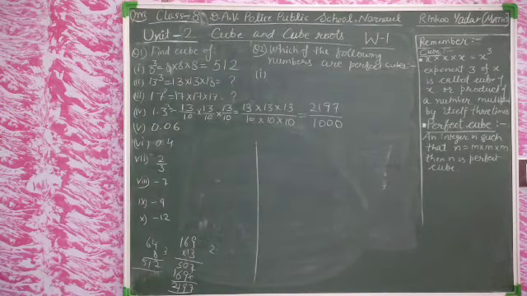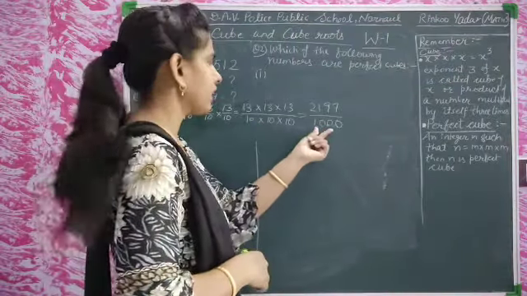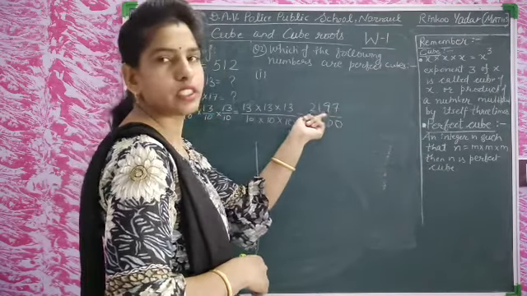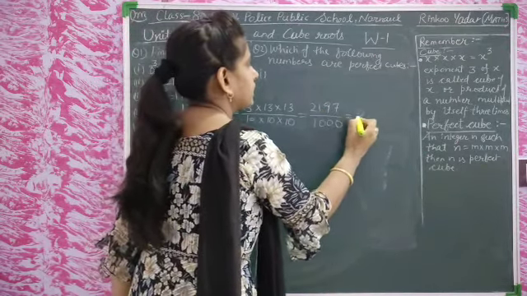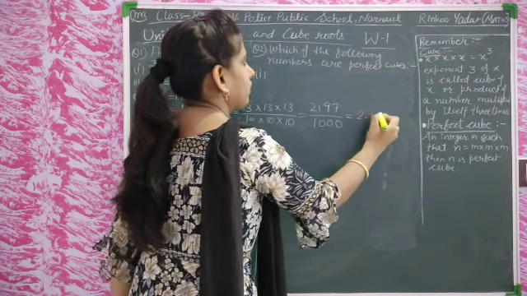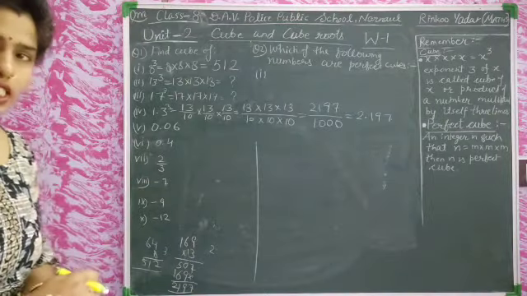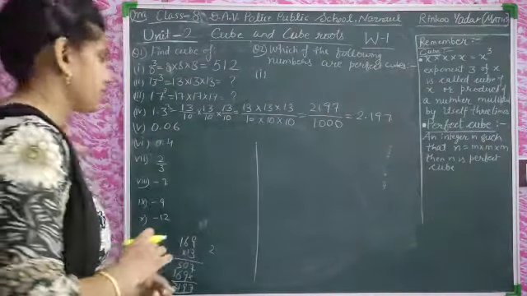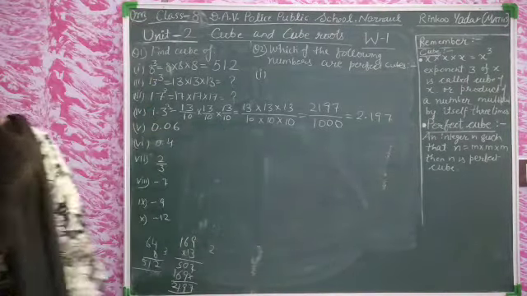And now we place the decimal in this numerator. There are 3 zeros, so put the decimal 3 digits from the right side: 1, 2, 3. It means its answer is 2.197. Is it clear, students? You will find questions like this. Now we will do the next question by the same process.